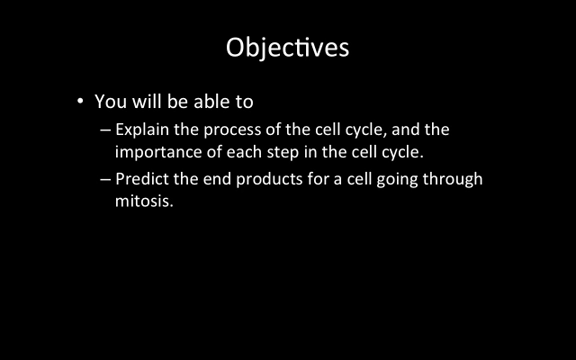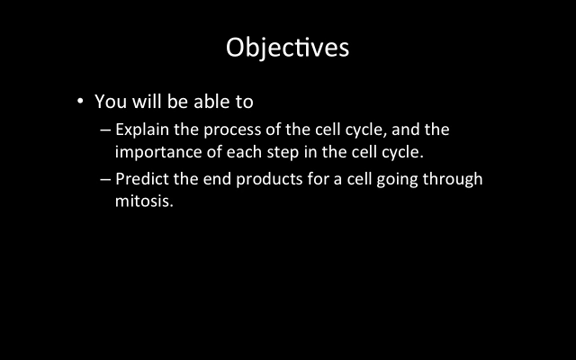So hopefully, by the end of today, you'll be able to explain the process of the cell cycle and the importance of each step in that cell cycle, including interphase, including G1, S, and G2, mitosis, which includes prophase, metaphase, anaphase, and telophase, and cytokinesis, and explain a little bit about what happens at each step.